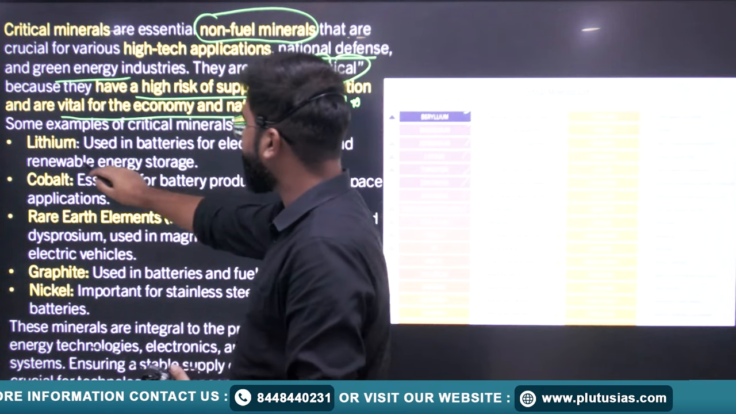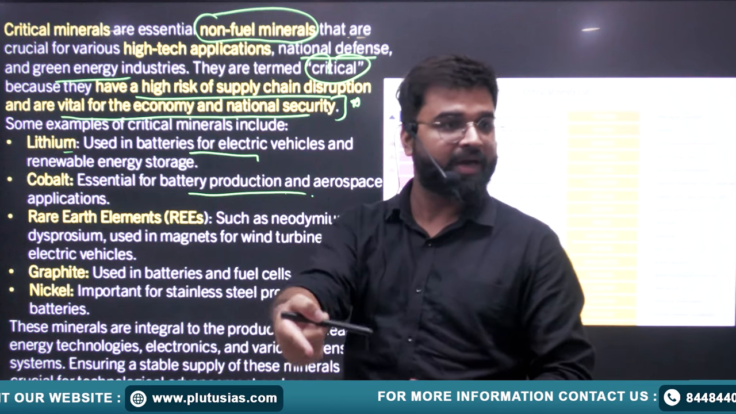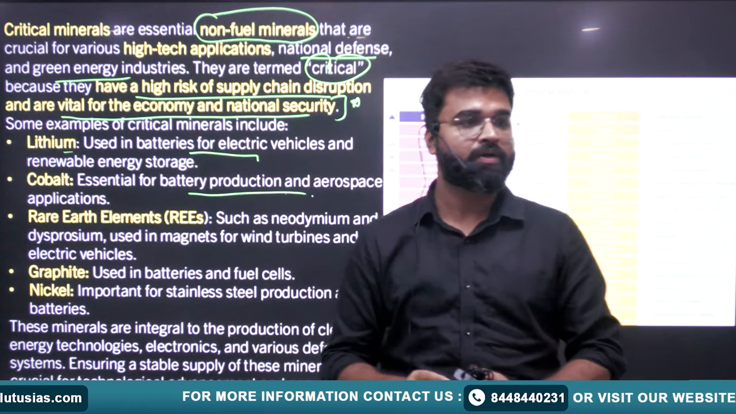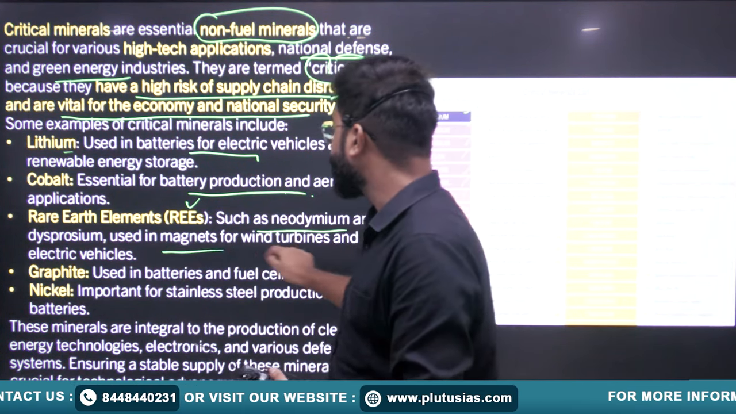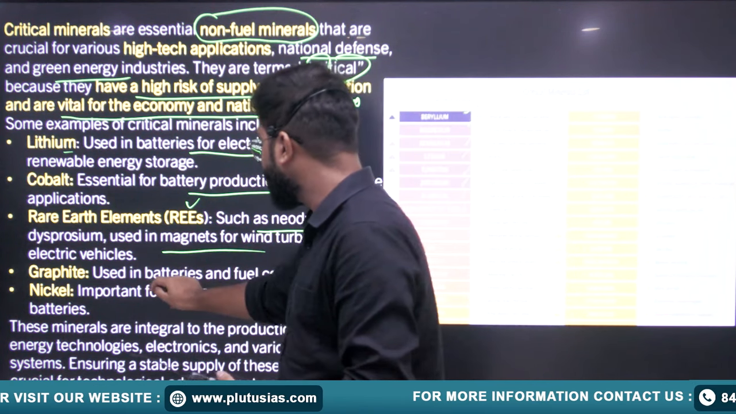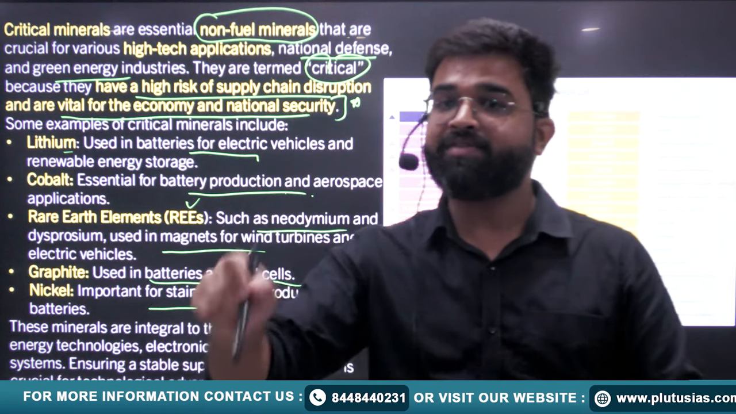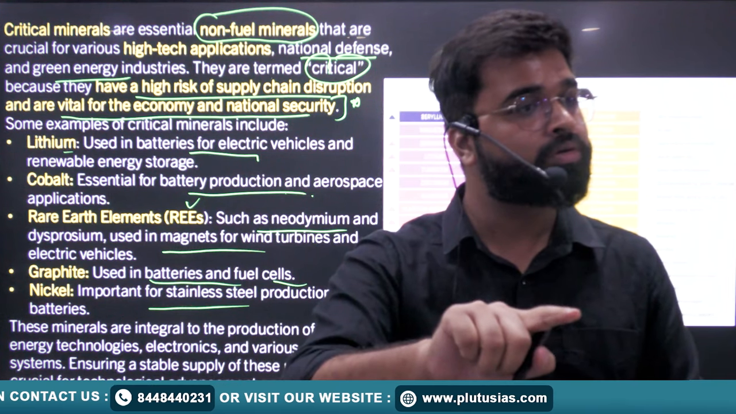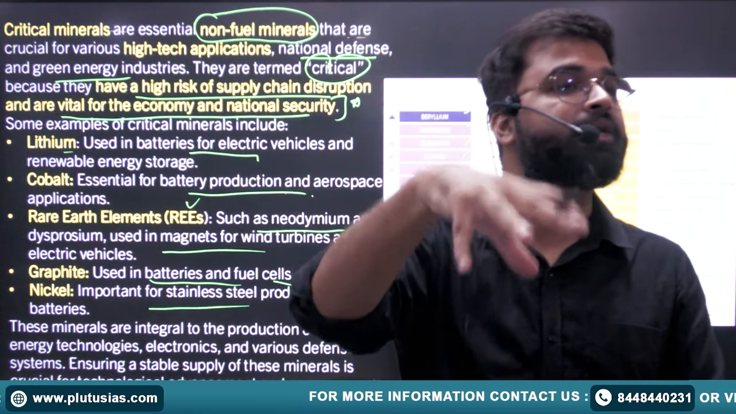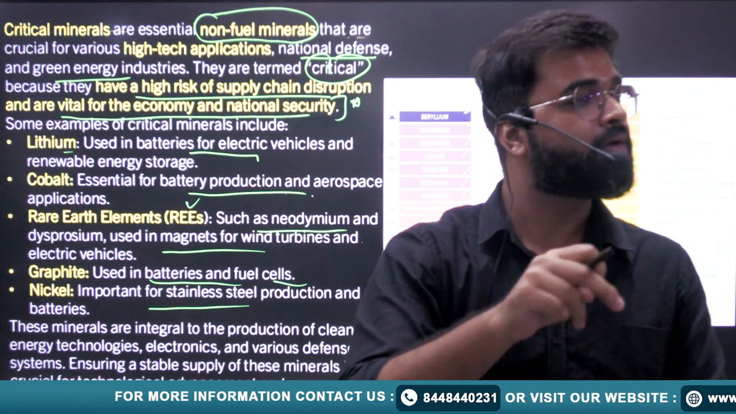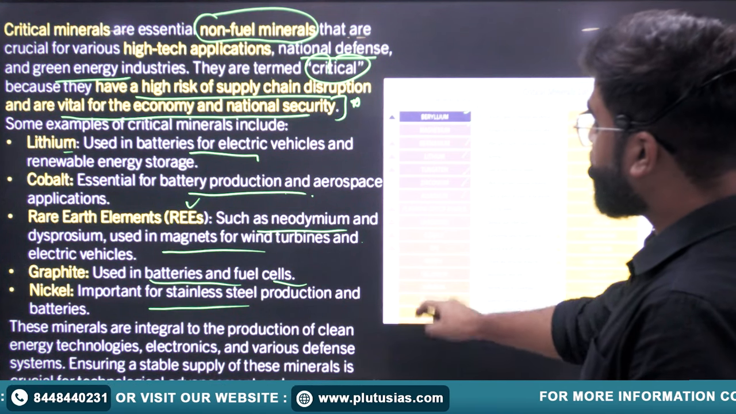Okay, these are critical minerals. Some examples: lithium is used in batteries for EVs. Cobalt is essential for battery production, and as I said, China is controlling the entire supply chain of cobalt. Rare earth elements such as neodymium and dysprosium are used in magnets for wind turbines and electric vehicles. Graphite is used in batteries and fuel cells. Nickel is an important part of stainless steel production and batteries. Rare earth minerals are also critical minerals. You can say critical mineral is an umbrella term under which rare earth minerals come.